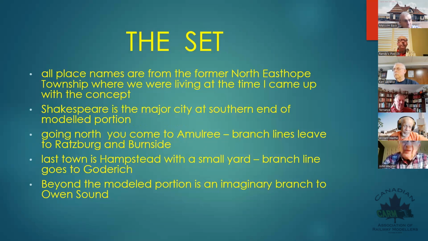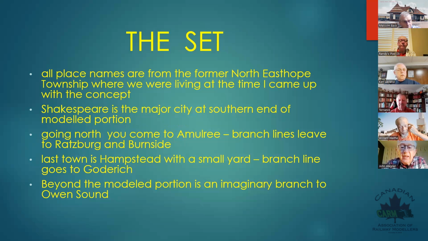So, sort of looking at the model railroad as a stage, or a play, you have a stage, you have the actors. So the set: all place names are from the former North Easthope Township where we were living. Shakespeare is the major city at the south end of the model portion. If you go north from Shakespeare, you actually come to a little crossroads called Amlerie. There was a general store at one time. There's about 4 or 5 houses.